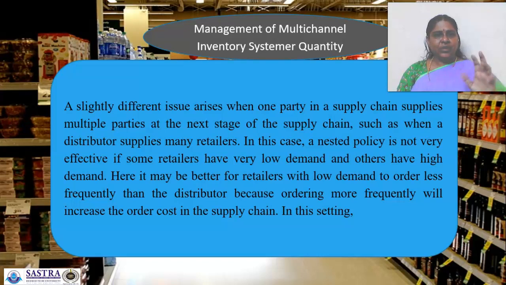A slightly different issue arises when one party in a supply chain supplies multiple parties at the next stage, such as when a distributor supplies many retailers. In this case, a nested policy is not very effective if some retailers have very low demand and others have high demand. Here, it may be better for retailers with low demand to order less frequently than the distributor, because ordering more frequently will increase the order cost in the supply chain.